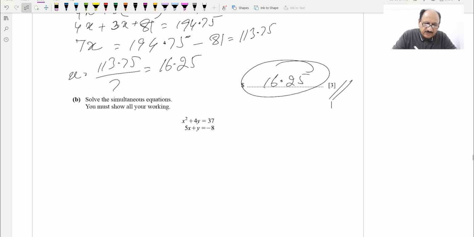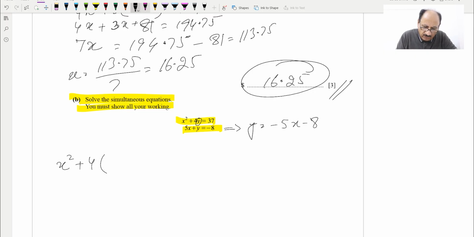Hopefully you understand this. Now the second part, B part, is a simultaneous equation, which is one linear and one quadratic. So we will be solving this. From the second equation we can say this implies y is equal to minus 5x minus 8, and this value we will replace in the first equation, and this will be x squared plus 4 into y, which is minus 5x minus 8, is equal to 37.